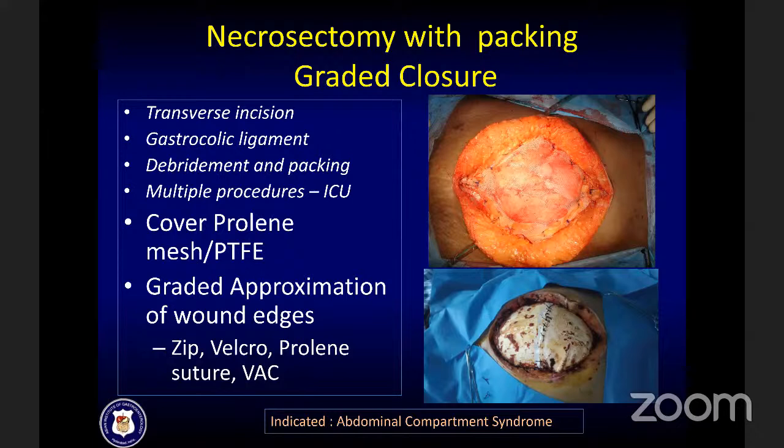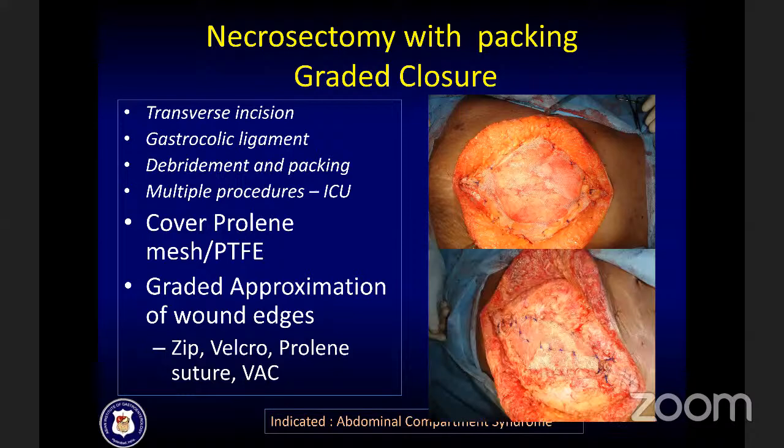So this is graded approximation, and subsequently, when the granulation has occurred and the cavity has started healing, the wound edges will come together, so one can close the wound. So you can see this. We use a technique: we cut the proline in between and then overlap both the flaps by using a proline suture so that the wounds get closer. At the later part, when the wounds come really close, then you can close the wound.